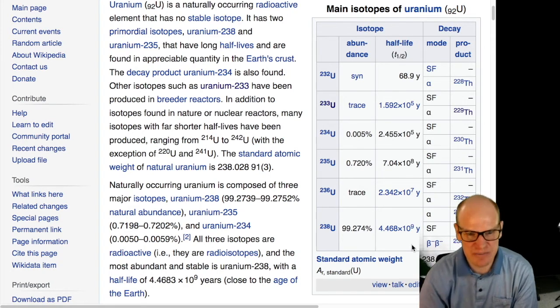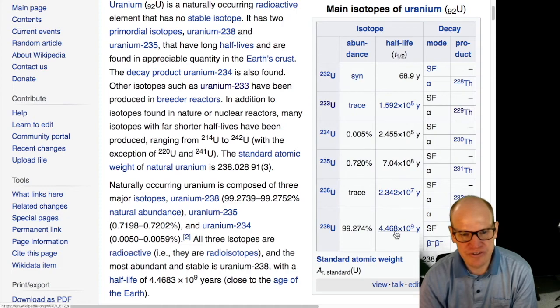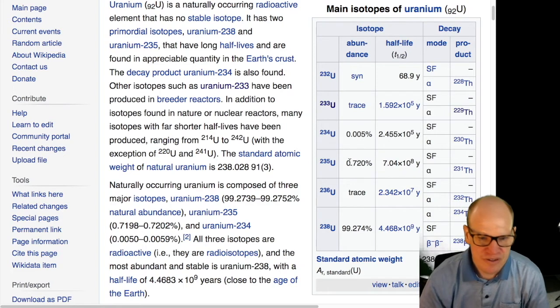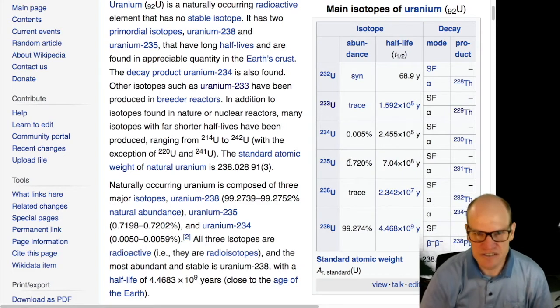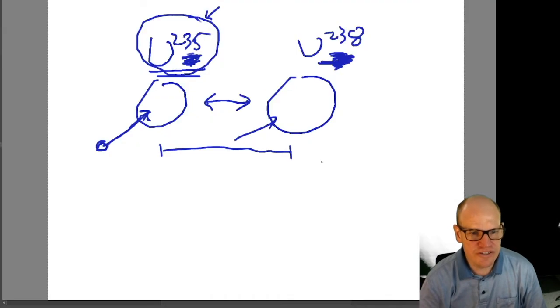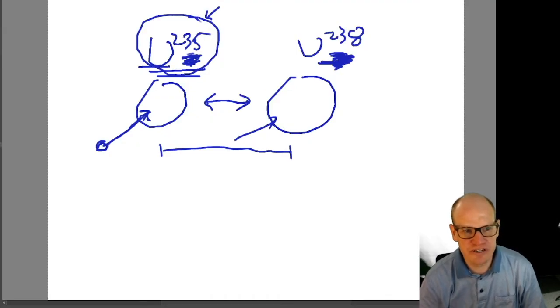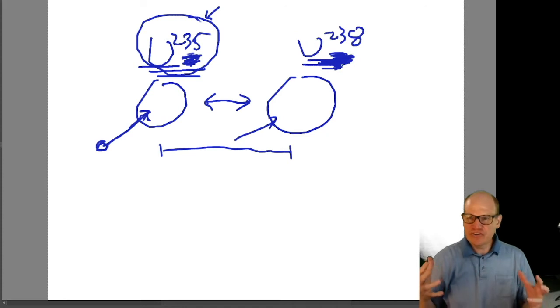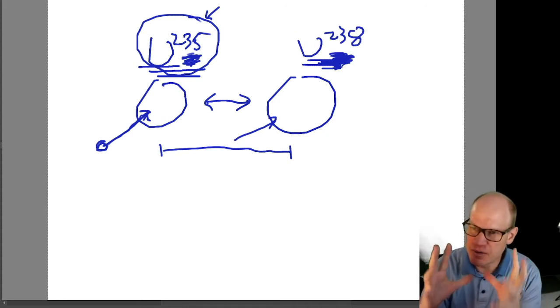So those are the things that dominate: uranium-235 and uranium-238. One of them is 99.3, the other one's 0.7. So it's about 0.5%, which is what I said. Good, because I like to say things that are correct. So you have 0.5% of uranium that is uranium-235, and 99.5% is uranium-238, roughly.